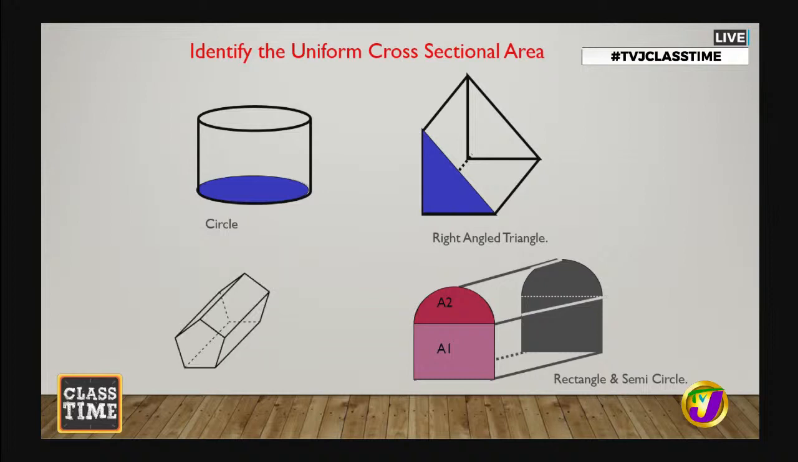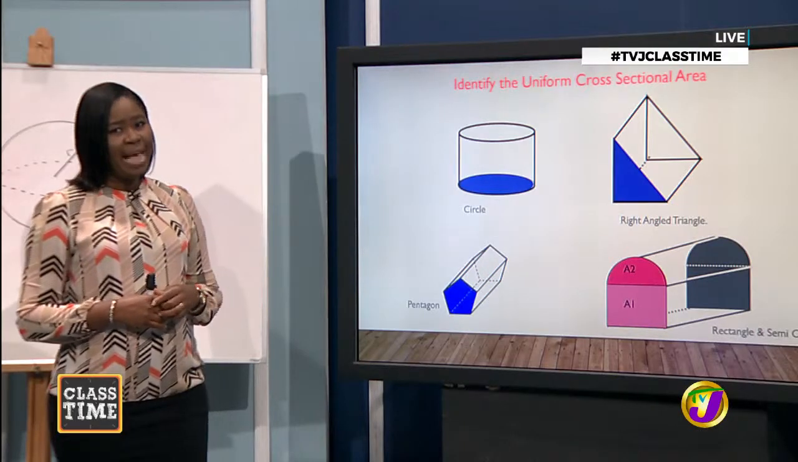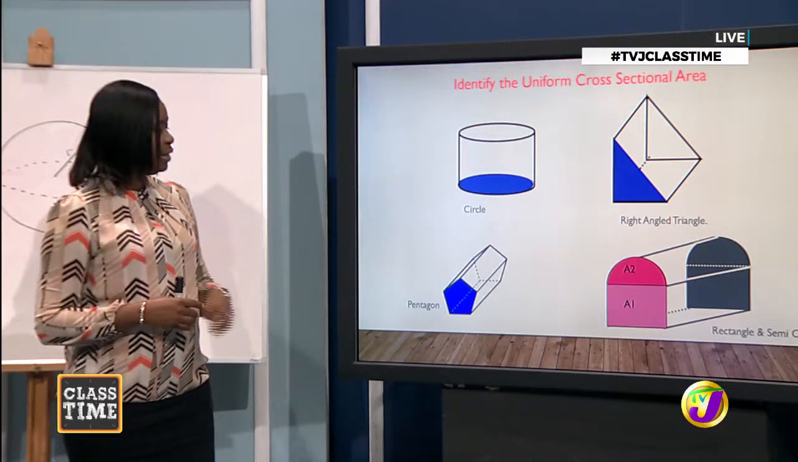And finally, this one? I am seeing, if I cut throughout, I am seeing a pentagon as the uniform cross-section. A pentagon, yes. So we have to bear in mind the uniform cross-section for the solid when we are going to be calculating volume. And you'll see how important that is as we go through the lesson.